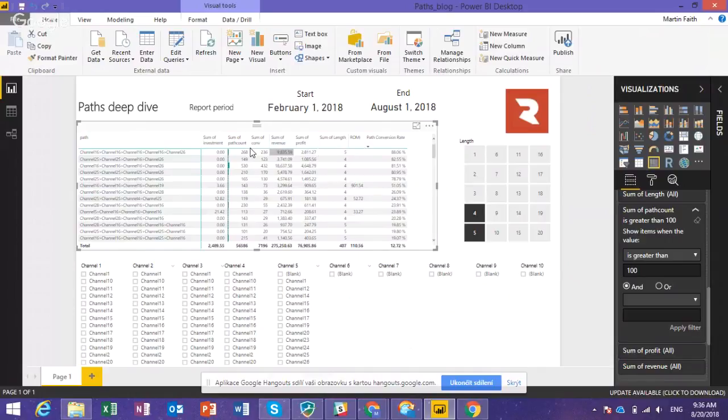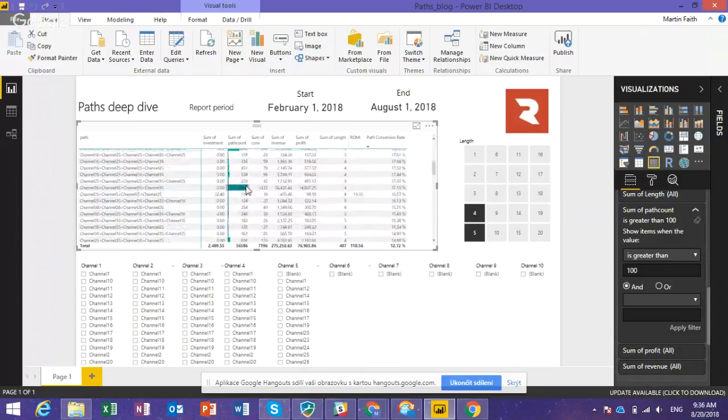Here we see that still some paths are taking place quite often. Let's say quite often, as we are looking at data for 6 months. Some of these are pretty recurrent. Here we have a path which took place 8,000 times and it has a 17% conversion rate, which is quite interesting. It brought in significant revenue and profit, so this could be a path to look into. There are 4 channels taking place after each other, the same channel actually, channel 16.